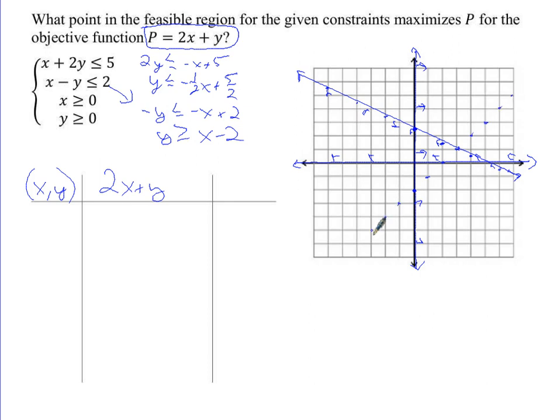Reverse it. Solid line, greater than says shade above. So there we go. Shading above my feasible region gives me this weird looking, kind of almost kite-like shape right there.